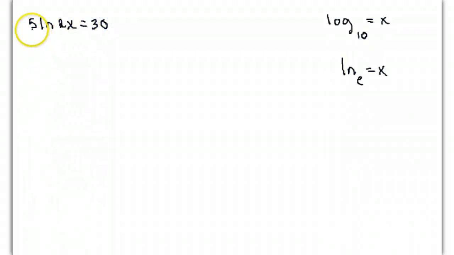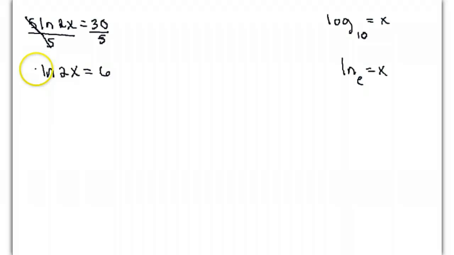First thing you see is a 5. You might think that 5 is supposed to go to the exponent, which it does, but there's another way you can do it, because that would make it complicated. That would give you 2 to the 5th, x to the 5th. Another thing you can do is divide by 5 on both sides, just like regular algebra. Then the 5 will cross out, and you'll have ln of 2x equals what? 6. And now you don't have a number behind the ln.